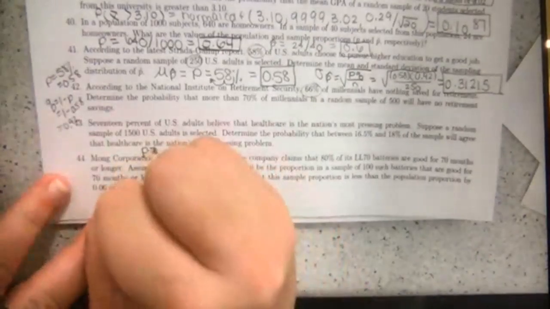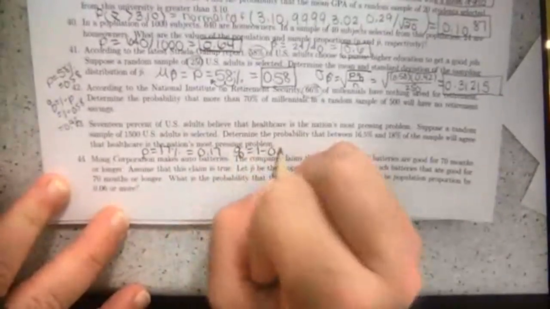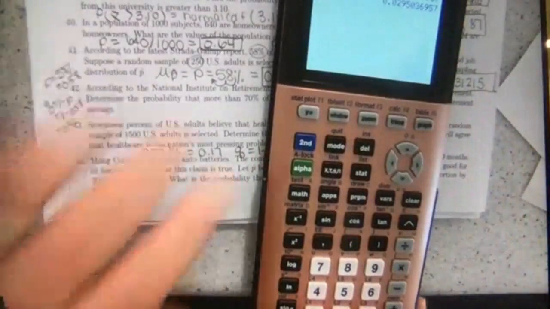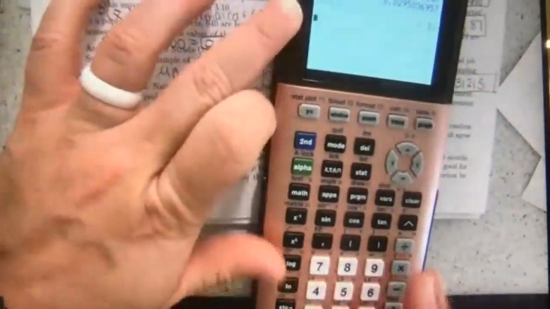So 43 says 17% of U.S. adults believe that healthcare is the nation's most pressing problem. That tells me percent, I know it's talking about p-value. So let me go ahead and write that here. The p-value is 17%, which is 0.17, which will tell us that q is 1 minus 0.17, which is 0.83.